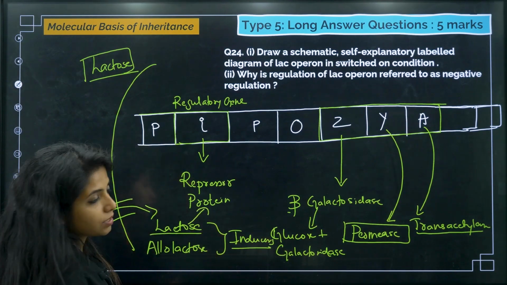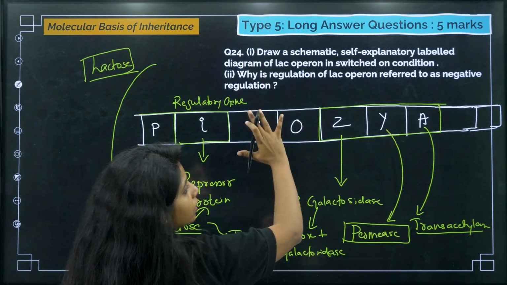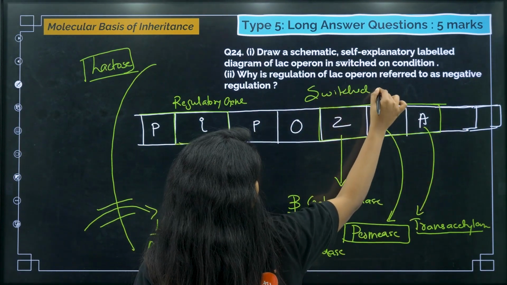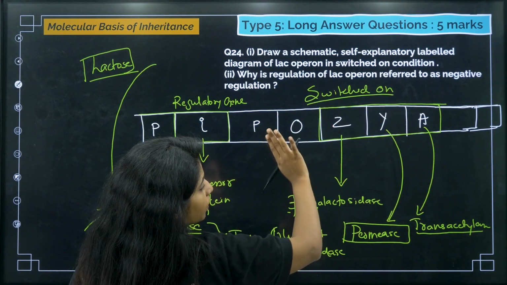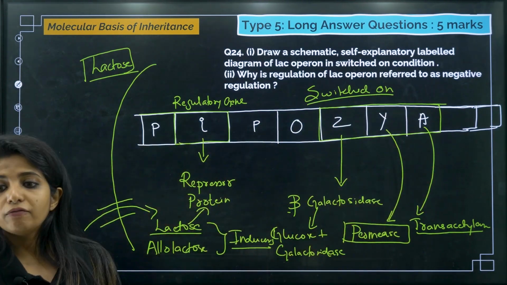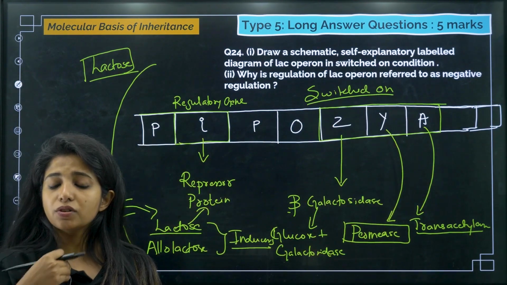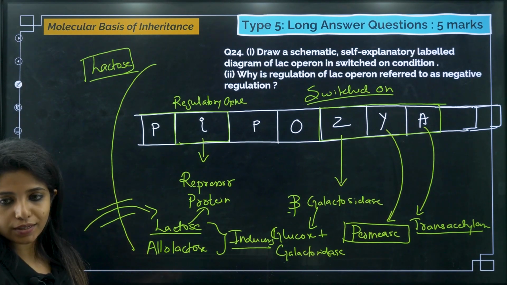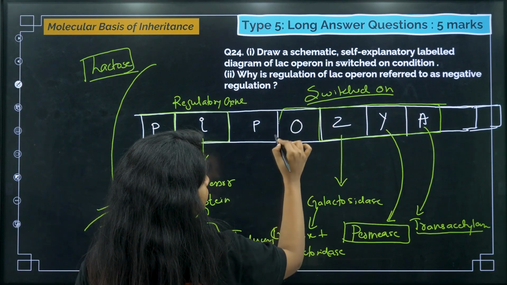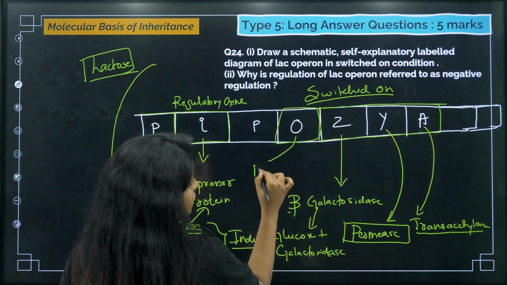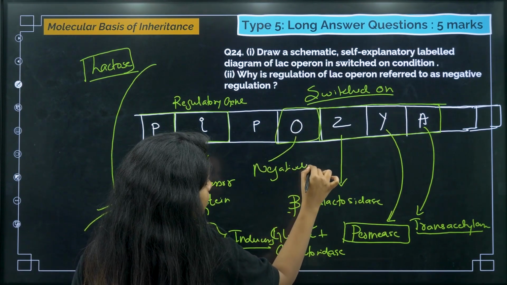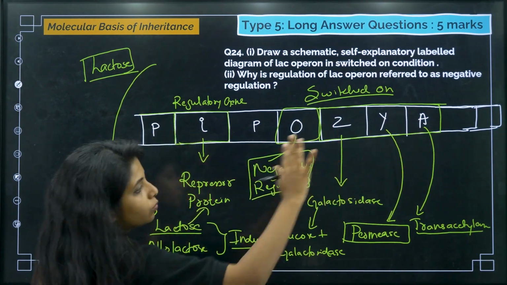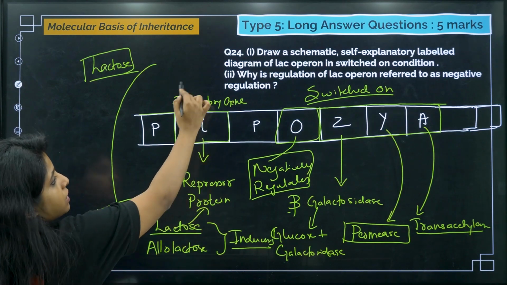They go bind to the repressor such that there is no one to bind over here and it's already active. This is the switched on condition, where there is nothing on the operator and everything is working really fine. And why is the regulation of the lac operon referred to as negative regulation? Because over here there is always a repressor protein bound, and this negatively regulates the lac operon. It does not allow transcription to take place, which is why it is known as negative regulation.